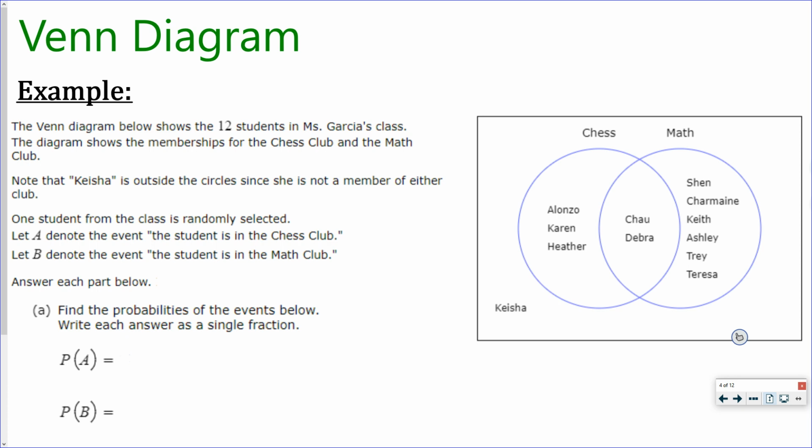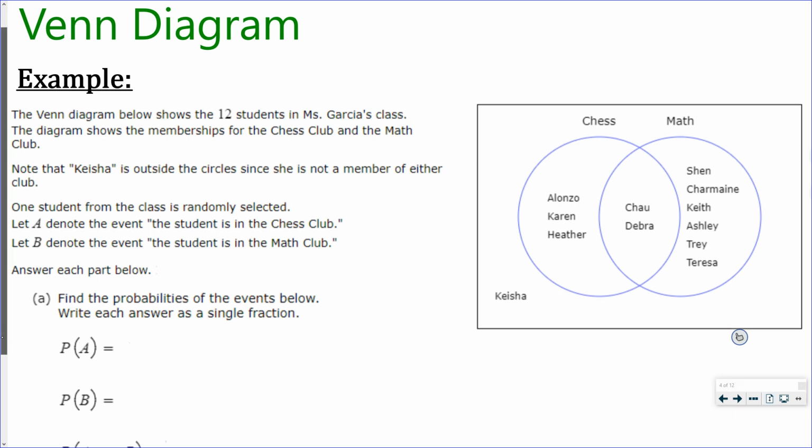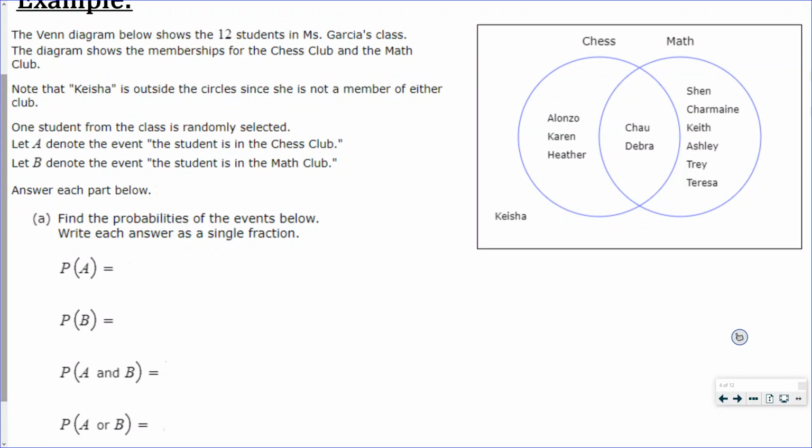Note that Keisha is outside the circles since she's not a member of either club. One student from the class is randomly selected. Let A denote the event that the student's in the chess club, and B denote the event that the student is in the math club. Answer each part below, find the probabilities, and write your answer as a single fraction.